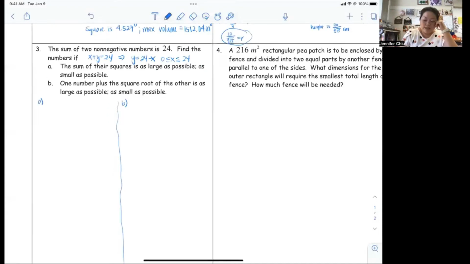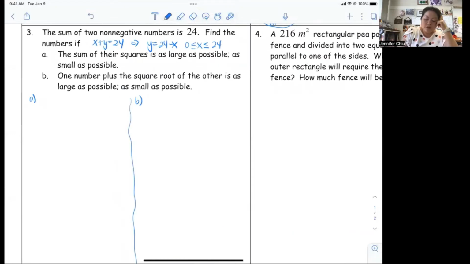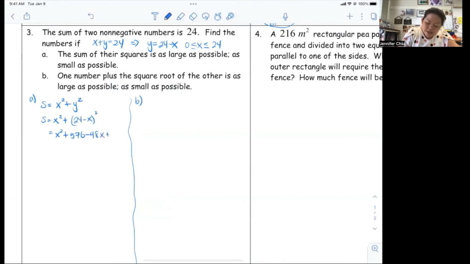Now let's see the sum of their squares. The sum is equal to the two numbers squared, so x squared plus y squared, right? Because we have two variables here, I'm going to substitute the second one with 24 minus x. That's my y value. So I'm going to clean this up. I get x squared plus 576 minus 48x plus x squared. So it's 2x squared minus 48x plus 576.